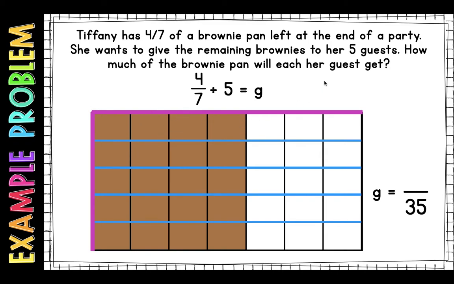Now I want to find out how much each of her friends gets. So I'm just going to look at one of the fifths that I've separated and count those out. And I see that each friend will end up getting 4/35. So you can imagine, like, this is friend 1 gets 4/35, friend 2 gets 4/35, friend 3 gets 4/35, and so on.